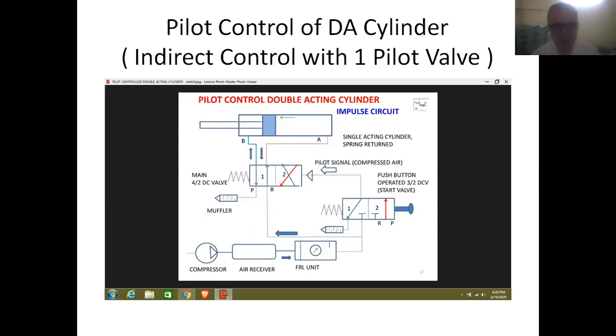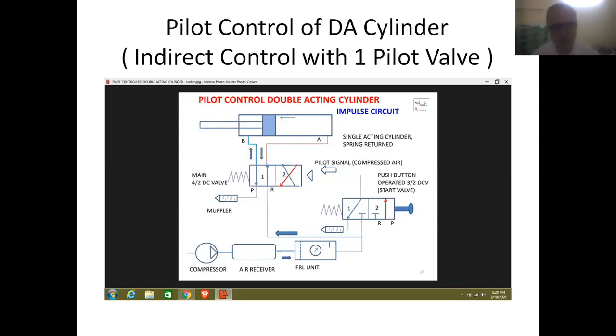So friends, the filter is used for removing the impurities present in the fluid, the regulator for controlling the pressure of the fluid entering the circuit, and the lubricator for lubricating the piston that is moving inside the cylinder. These elements are placed in this particular sequence.